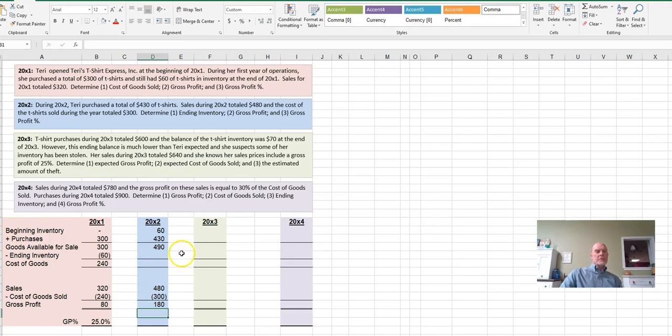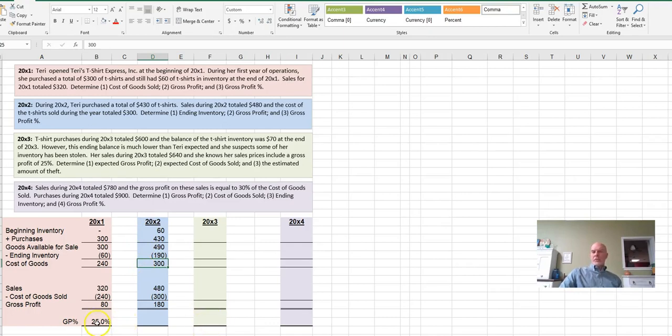Let's go back up here. So what was our ending inventory? Well, we know that our cost of goods sold was 300. So let's put that up here, 300. And now 490 minus something leaves 300, and we would solve for that. And the ending inventory then was 190. So go through it and double check your math and see that it came out right.